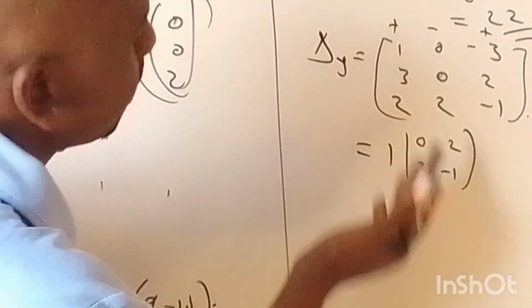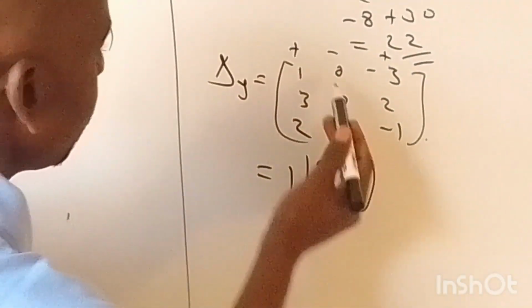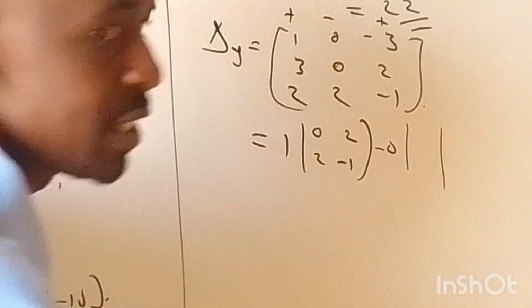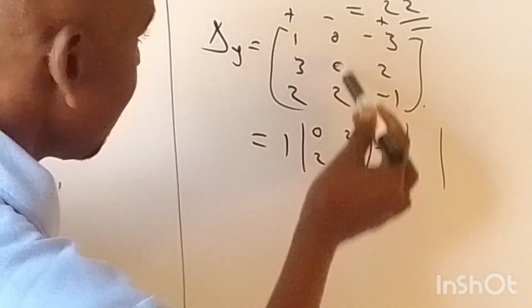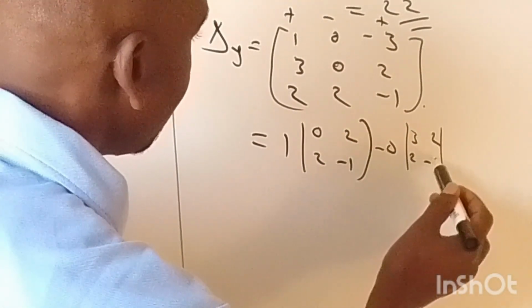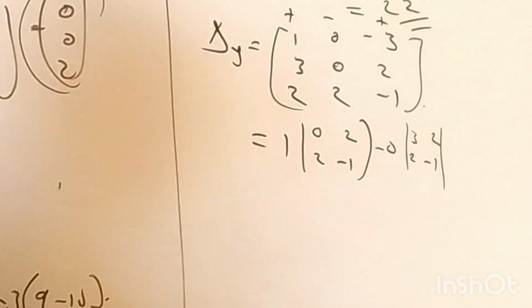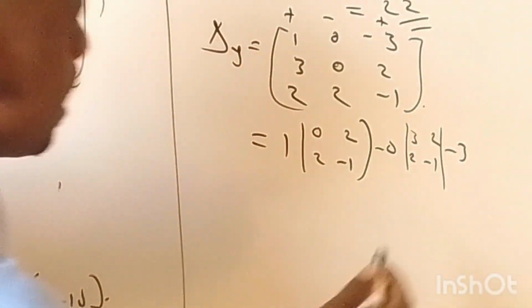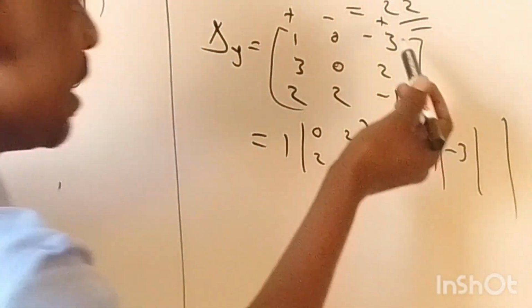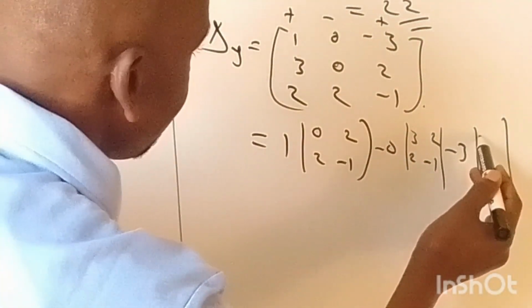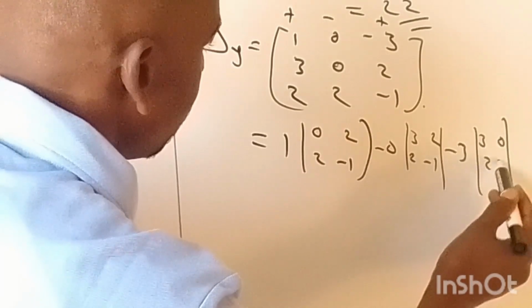Then this is negative, and negative 0 is 0. Then a 2 by 2 matrix, when we eliminate this one vertical and horizontal, we are remaining with 3, 2, 2, negative 1. Then the last part, we have a plus, but it is a negative 3. So the negative takes the place and multiplies by the matrix remaining after the same procedure, which is 3, 0, 2, 2.